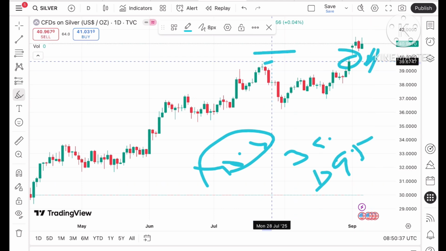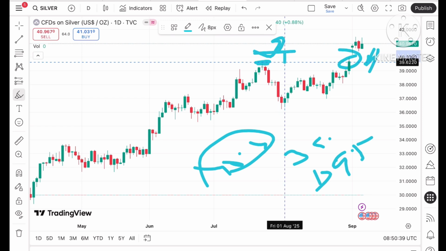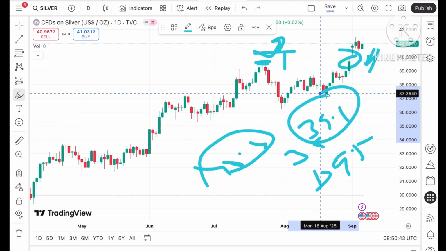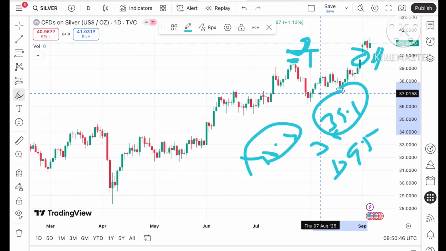So you have to understand that at this particular level, a bounce back can be seen, but if that doesn't sustain, we can see a level of 39.1 and then a further low can be there. Okay, this is a day-wise chart.